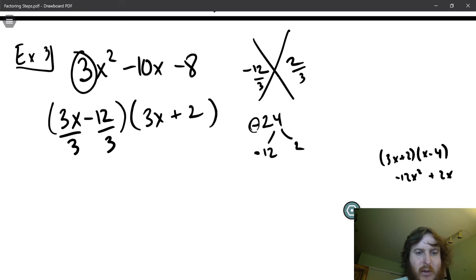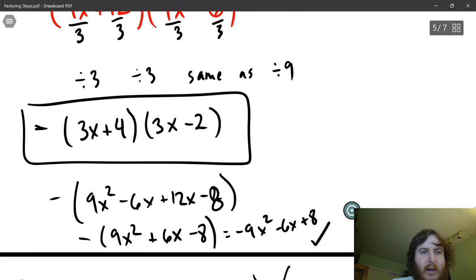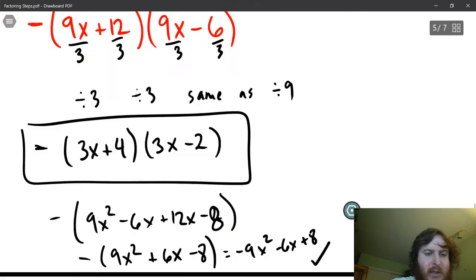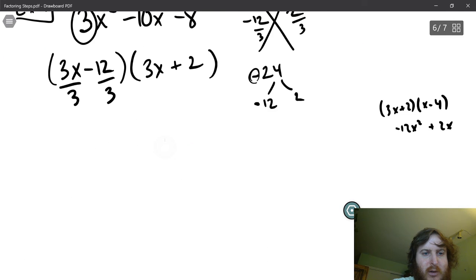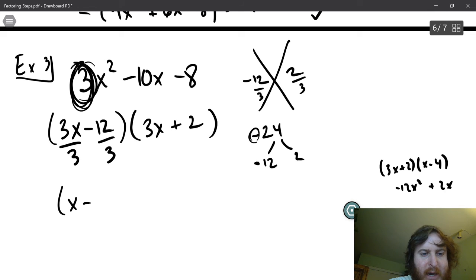The last time, the reason we were dividing both terms is because we couldn't get to 9, right? Neither one divided by 9, but we realized we could divide by 3 on both sides, and 3 times 3 is 9. So here, we can actually just straight divide out the a. The a was 3. That's what we want to divide by. So this is x minus 4 and 3x plus 2. And so that's our answer.